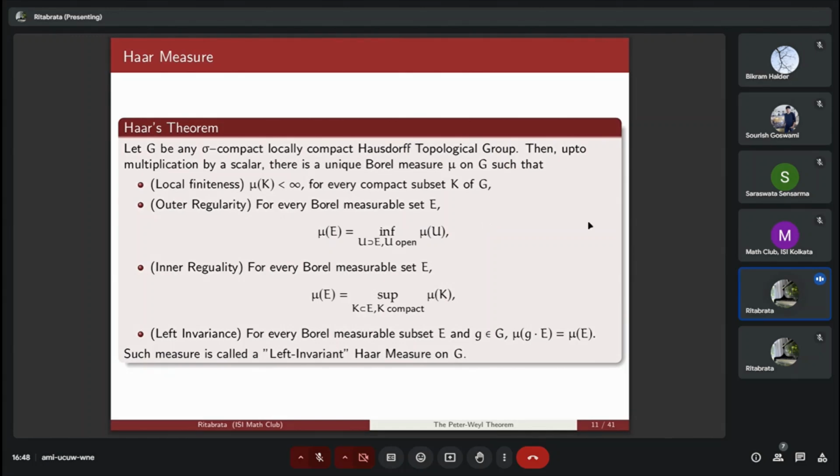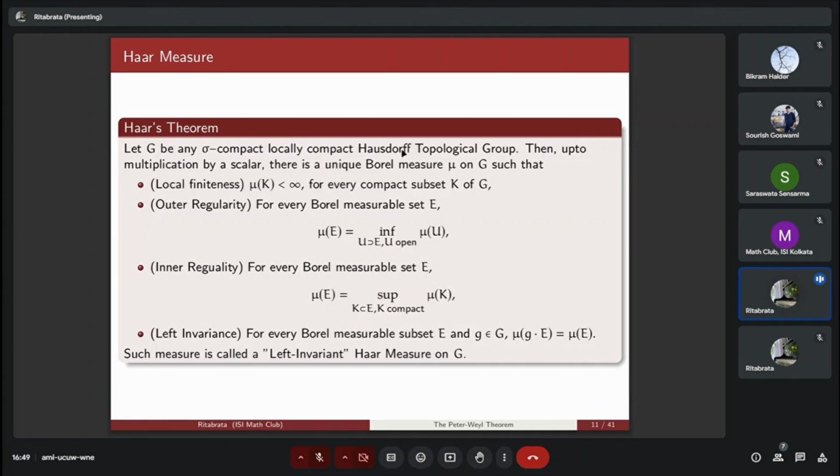So here is our theorem about the measure. It's called Haar measure, and this is Haar's theorem. We take G to be any sigma-compact, locally compact Hausdorff topological group. There are two terms here, sigma-compact and locally compact. Sigma-compact means the space is a countable union of compact sets. And locally compact means what we defined in the last slide, that is, each point has a neighborhood whose closure is compact.